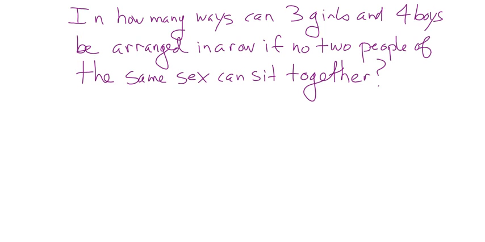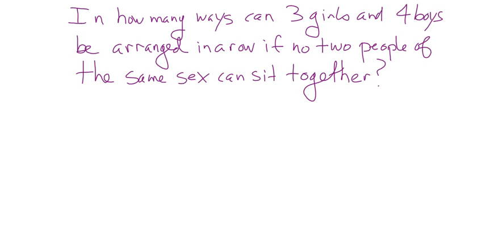Okay, so we got a row of 7 desks or whatever, right? Or we're going to stand people up. We're going to say, wow, so 7 chairs. We've got 7 chairs. There's 7 people. They're a club or whatever. We want to take a picture of them. We want to sit them down, but we don't want to have 2 boys together, 2 girls together. So how many ways can we arrange these people?